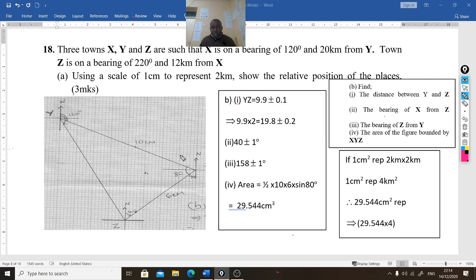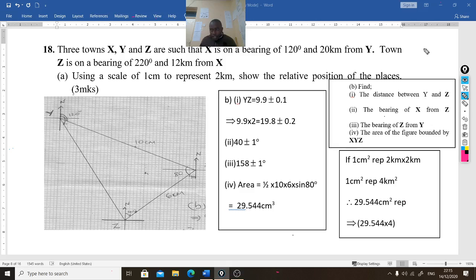Yes, I have drawn here, but the first thing you do is make a sketch. I know I'm starting from Y, so that you are able to know how you will draw in your paper. So if I make a sketch here, I start with Y, and I'm told that X is on a bearing of 120 degrees and 20 kilometers from Y.